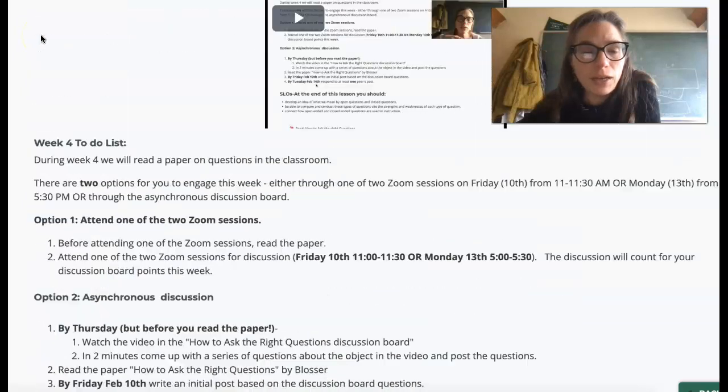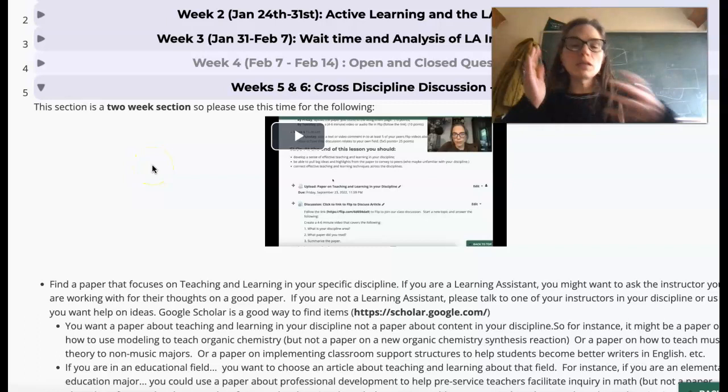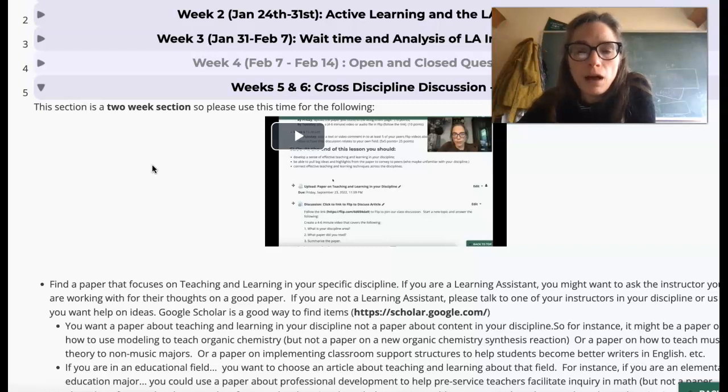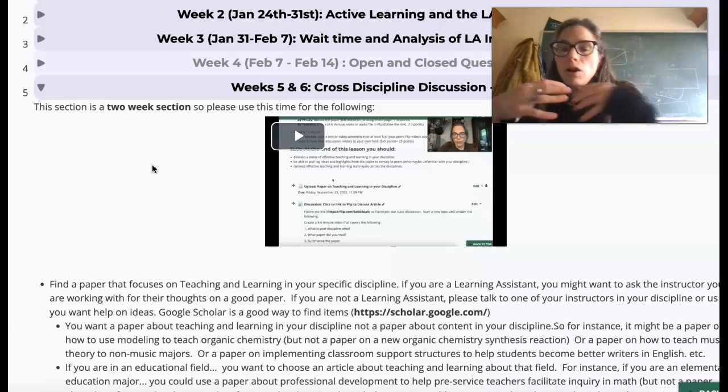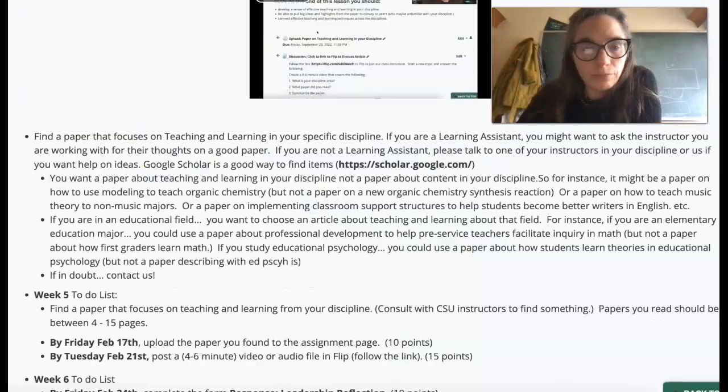All right, so let's go ahead and go to our next unit. This unit's going to be a little bit different. It's a 2-week unit, so we're going to be working on the same thing for a little while. What we really want to do this time is look at a cross-discipline discussion by sharing articles on teaching and learning from our different disciplines, and then seeing what commonalities and what differences we see.